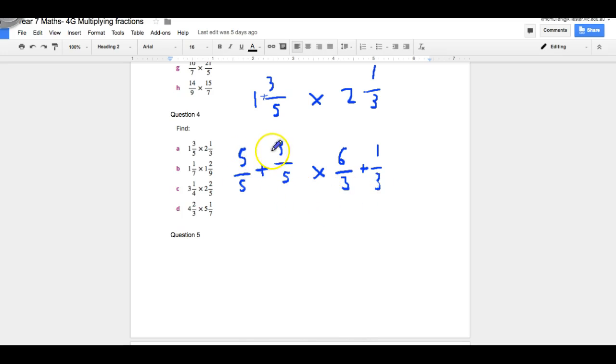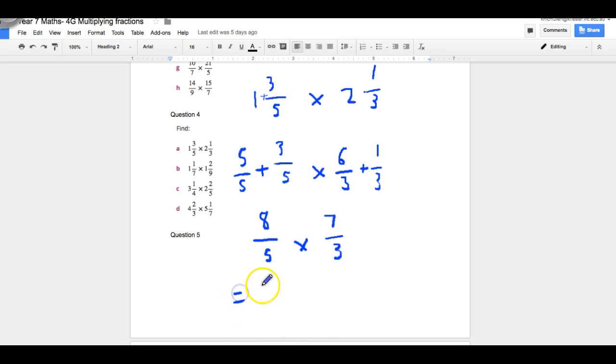Okay, so 5 and 3 gives you 8. When we're adding fractions that have the same denominator, we're only adding the top part. Okay, so you can see I've got 5/5 here, and I'm adding another 3/5. So how many fifths do I have in total? I have 8 of them. Then on the other side, I have 6/3 and 1/3. So in total, I have 7/3.